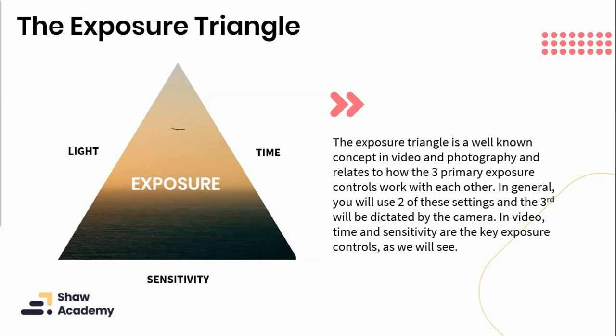In general, you will be using two of these settings, and the third setting will be dictated by the camera. It's a compromise. Using the exposure triangle, using exposures is all about compromise. In video, time and sensitivity are your key exposure controls. If you're coming from a photography background, light, which is controlled by the aperture, is something that you have far more room to play around with. But we have certain limitations when it comes to shutter speeds, when it comes to sensitivity, as we will see.